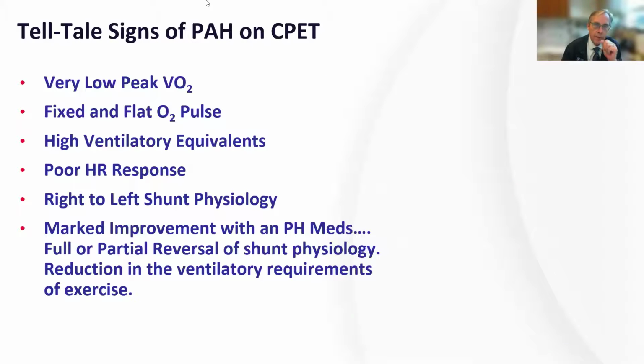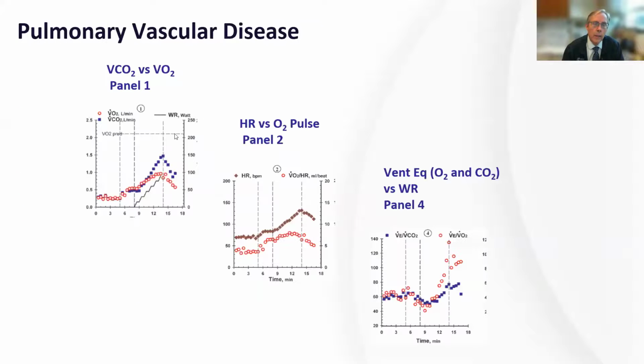Okay, so telltale signs of pulmonary arterial hypertension on CPET. I'm going to show you what I think it is in terms of bullet points, and then I'm going to show you the actual graphs. But low peak oxygen uptake, flat O2 pulse as we saw before, high ventilatory equivalents. Sometimes you'll see right to left physiology, which we're not going to talk too much about today, but that's an interesting thing. And then obviously you'll see improvements in these with pulmonary vasodilators.